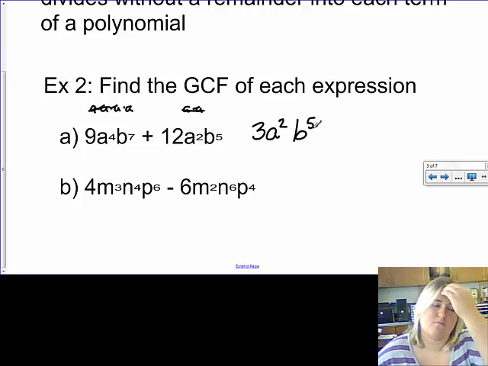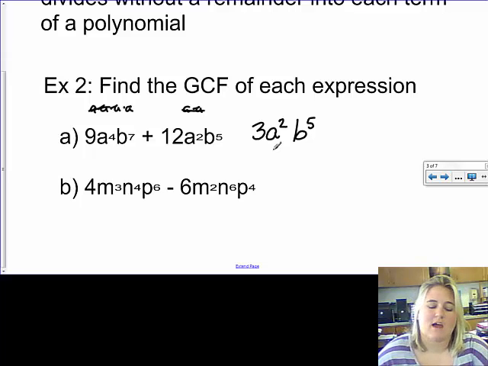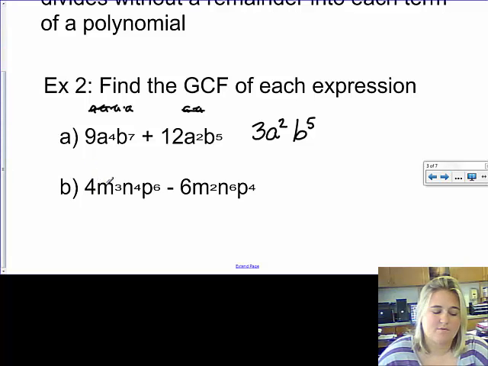Now a good rule of thumb for finding the greatest common factor when you're dealing with variables and exponents is that the smallest one available is always what you're going to take, because I can't take 4 out of 2, I can't take 7 out of 5, so I have to have enough available. Now, on B, I have 4 and 6, those are my coefficient parts that I'm going to start with.